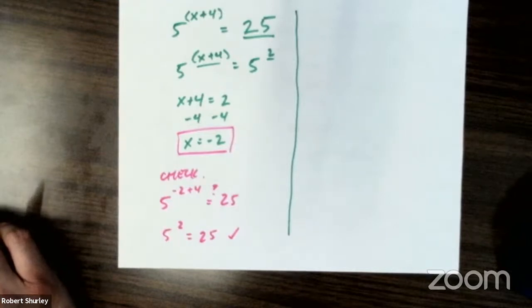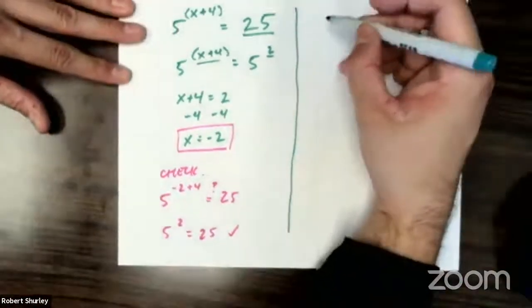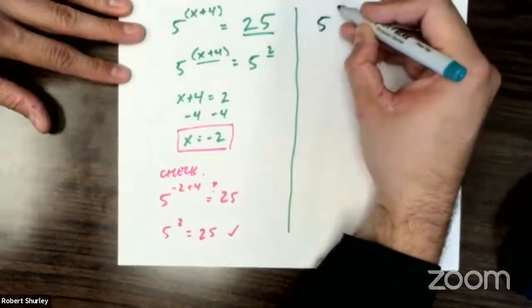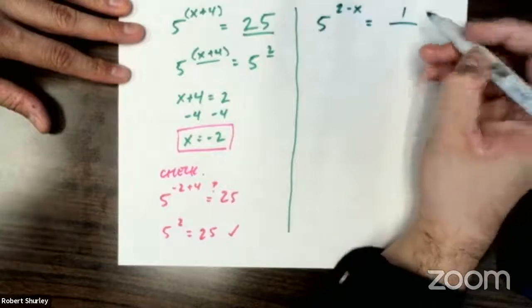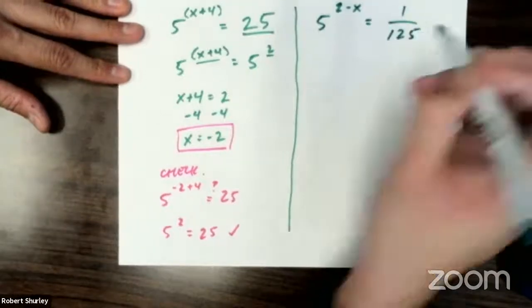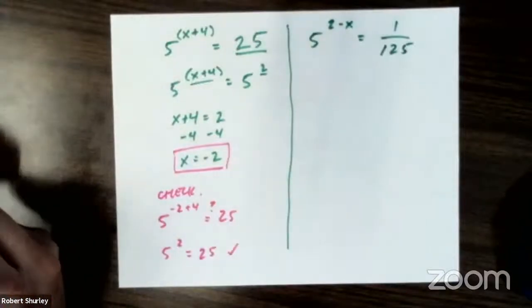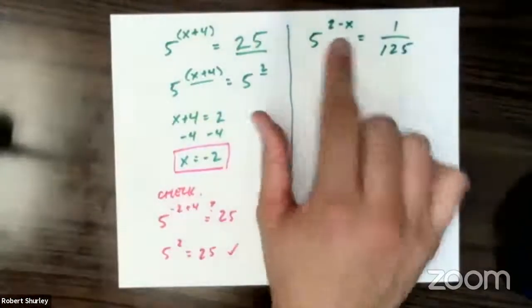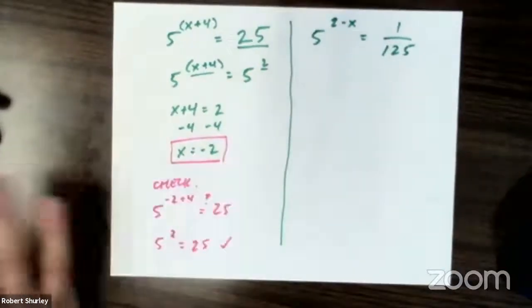Let's say I've got, I'm stealing one from the book here. This is number 14: 5 to the 2 minus x equals 1 over 125. Okay, I'm going to give you a minute. I want you to try this one because you can get 1 over 125 into a base 5. It's kicked up a little bit, and we'll go over it.